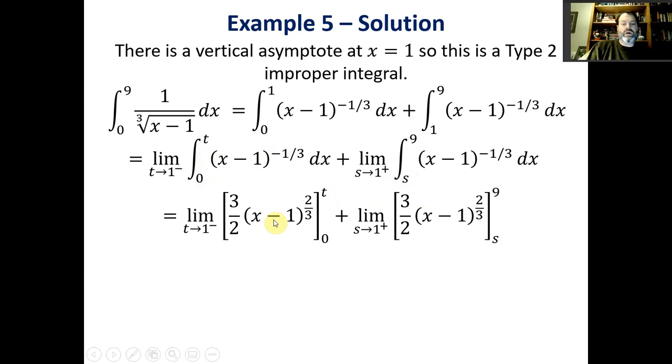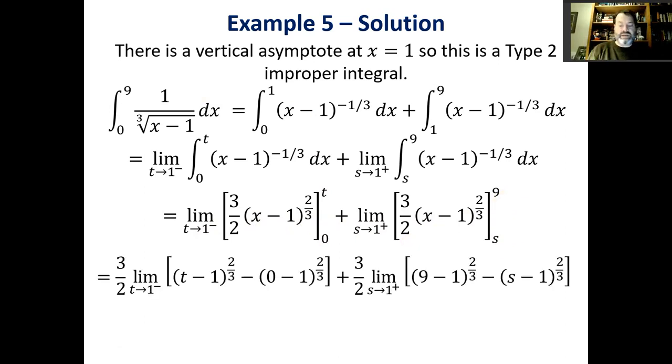Go ahead and do the integral. So take the power up 1, divide by the new power. Same thing here. So both of these are the same. I mean, technically it's a substitution, but you don't even need to do the substitution because there's no chain rule. So this goes from t to 0, this goes from 9 to s, and t and s both go to 1, but from different sides. So plug everything in.